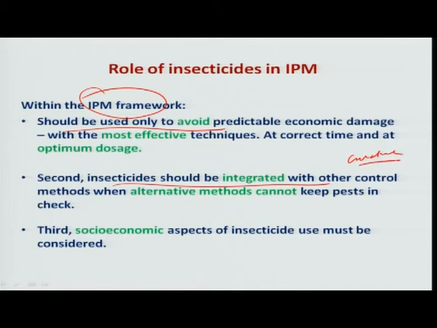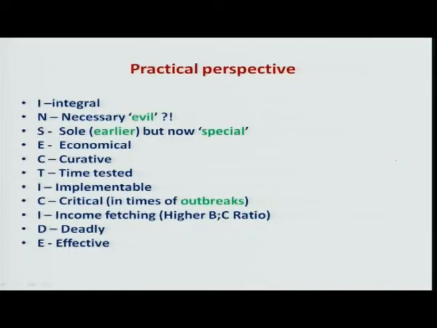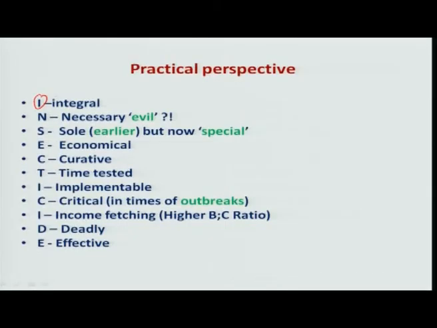Lastly, the socio-economic conditions also are to be taken into consideration, particularly the cost of the insecticides and the benefit that we get should be considered before inclusion in the IPM. So, to conclude, regarding insecticide from the practical perspective in IPM, each letter of the word insecticide carries a meaning. I refers to an integral or integrated component. N refers to, rather, insecticide should not become a necessary evil.